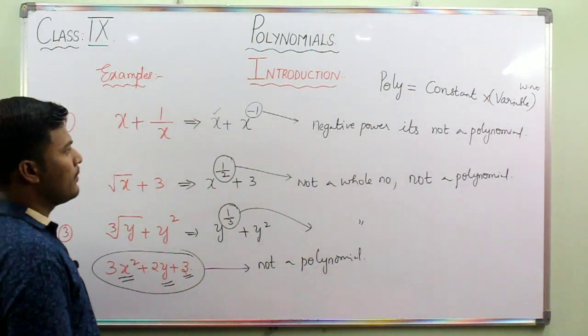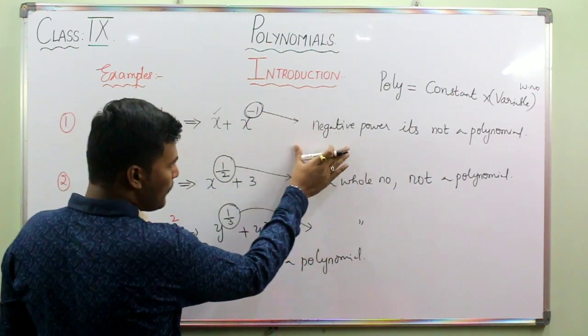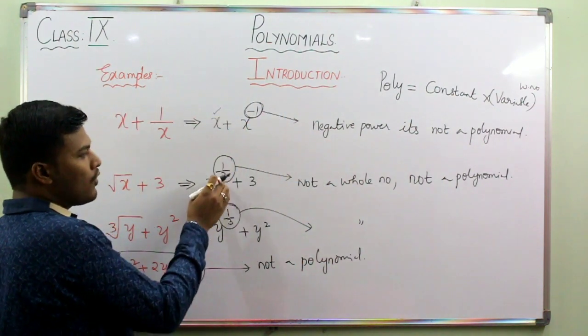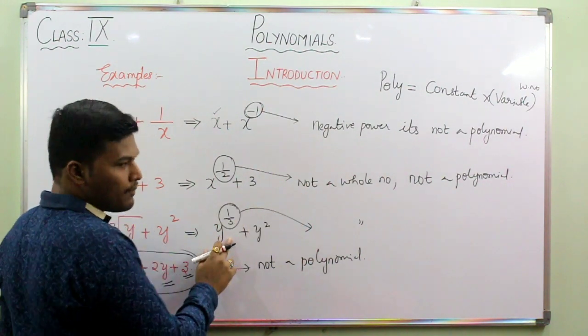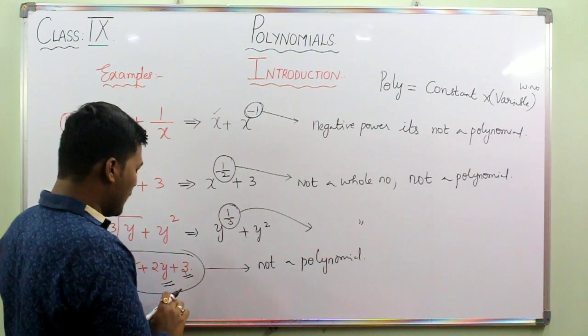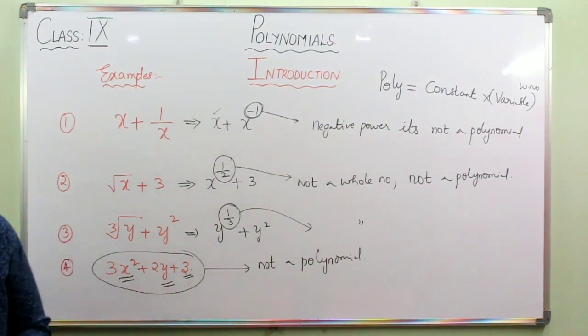So what you can conclude from this is, if the powers are negative, then it is not a polynomial. If the powers are in the form of p by q, they are not polynomials. If the powers are rational numbers, not a polynomial. And if we have different variables, they are not polynomials.